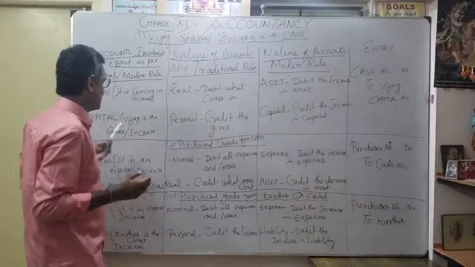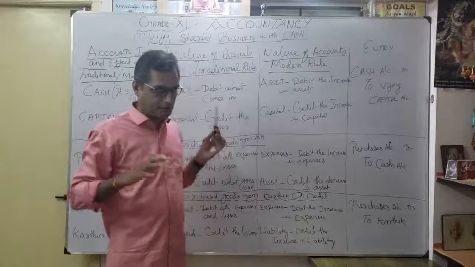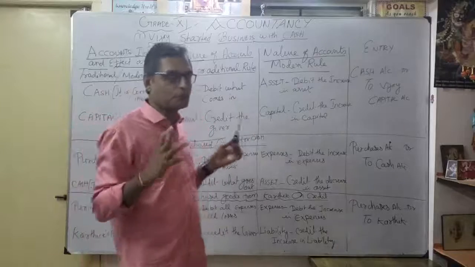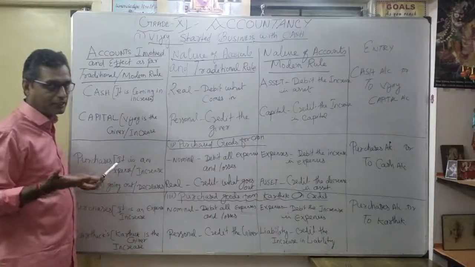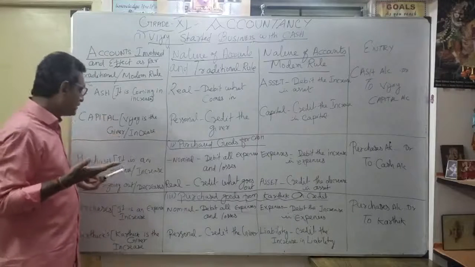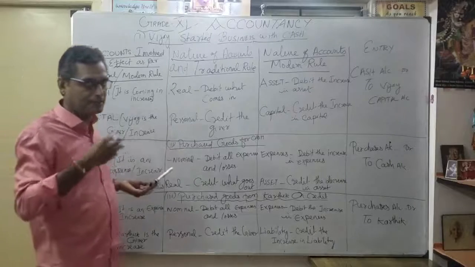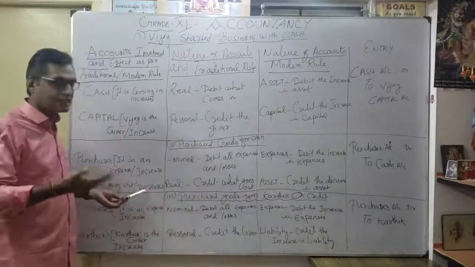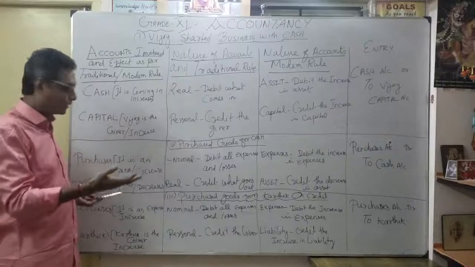Now move to the second one. What is the second one? Purchased goods for cash. Here the goods purchased gives two pieces of information. One is purchases, which is naturally an expense, and it is increasing. Then cash is going out. When you are purchasing, our cash goes out, so it decreases. Here purchases are increasing and cash going out is decreasing.